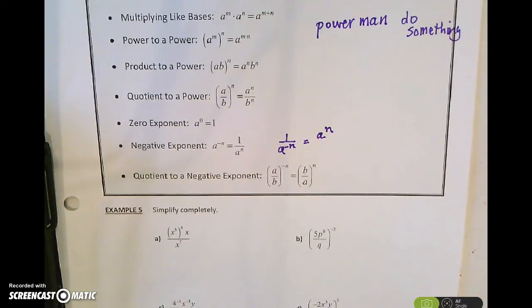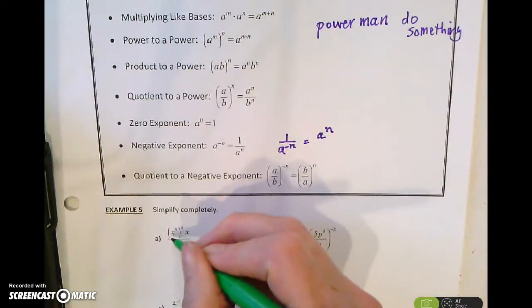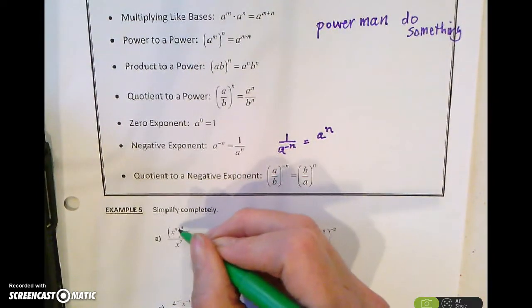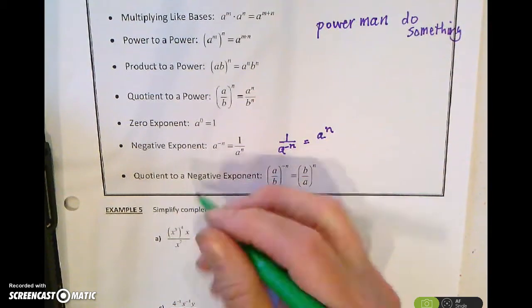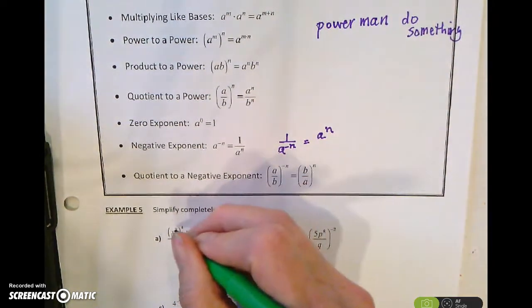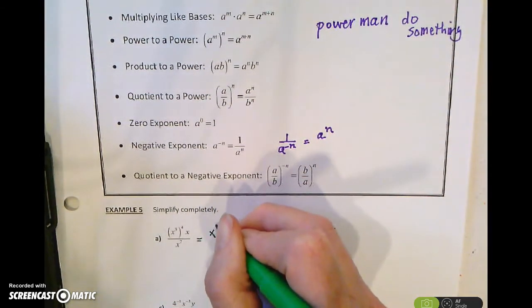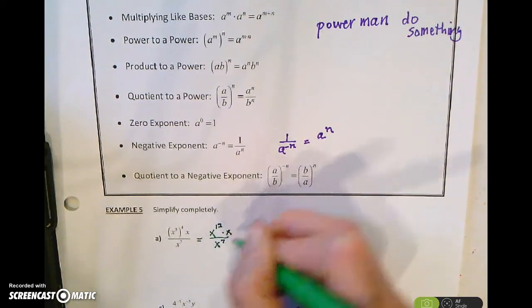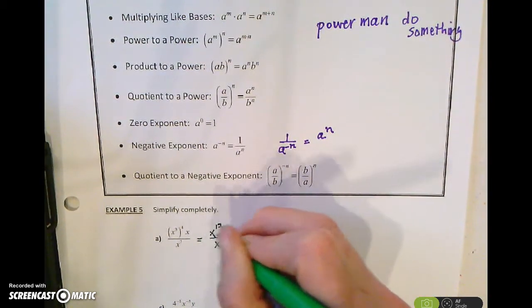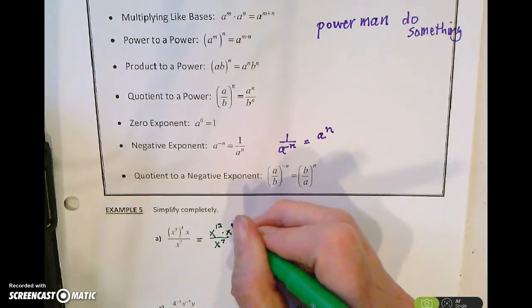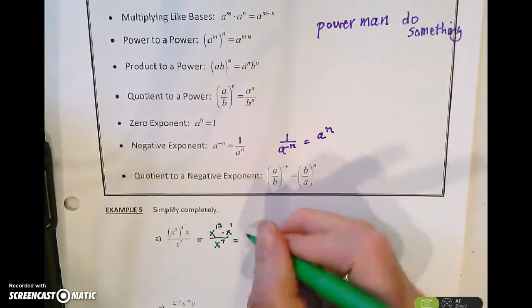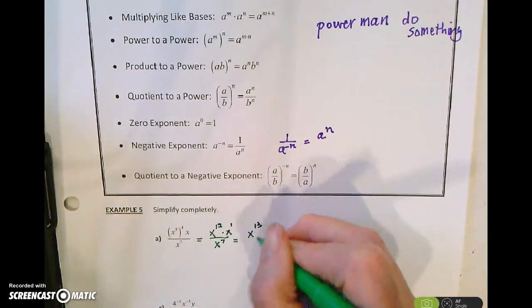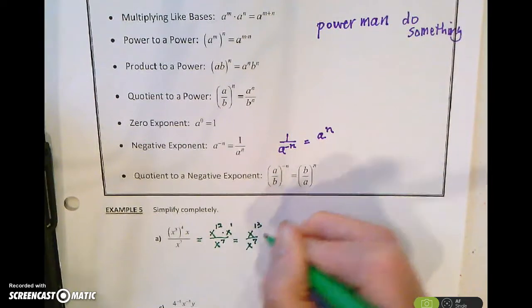The first one, we have a power to a power. So again, using PEMDAS, we'll do this first. And so we'll multiply 3 times 4 and get x to the 12th times x, over x to the 7th. Now, with multiplication, we add our exponents. So we have x to the 13th divided by x to the 7th.